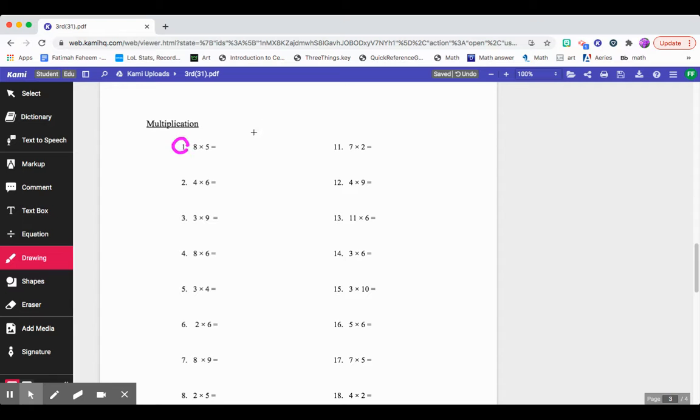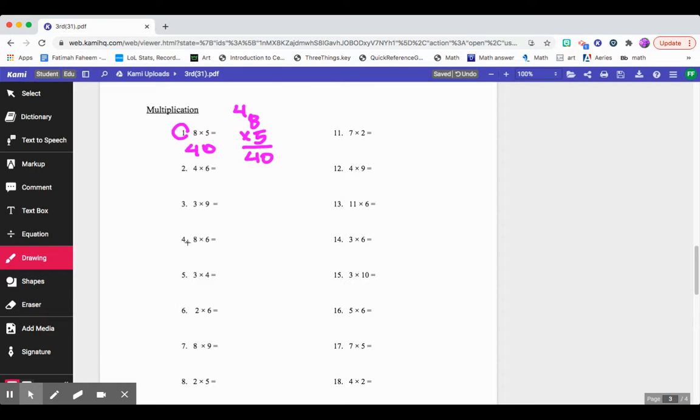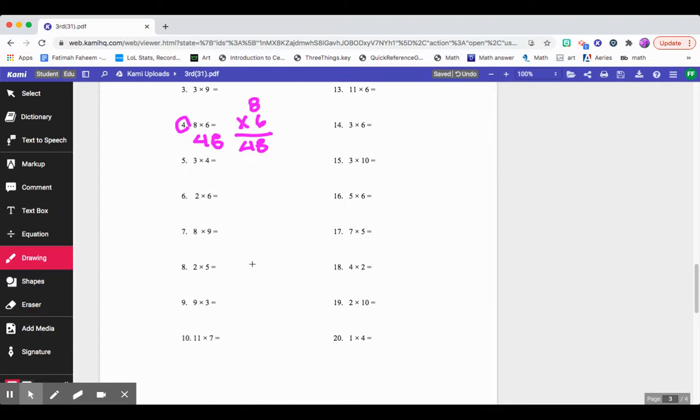So let's try number 1. 8 times 5 equals 40. Let's try different questions. Let's try number 4. 8 times 6. Oh, this is 8 again. 48. Let's try number 10. 11 times 7. 1 times 7 is 7. 1 times 7 is 7. So the answer is 77 for number 10.